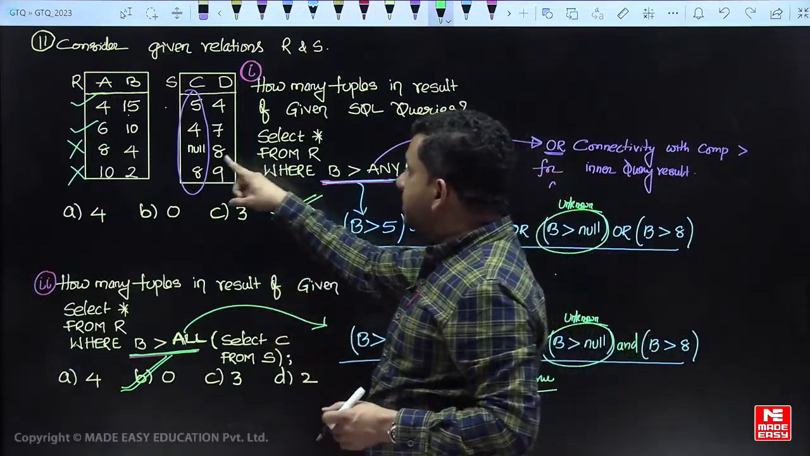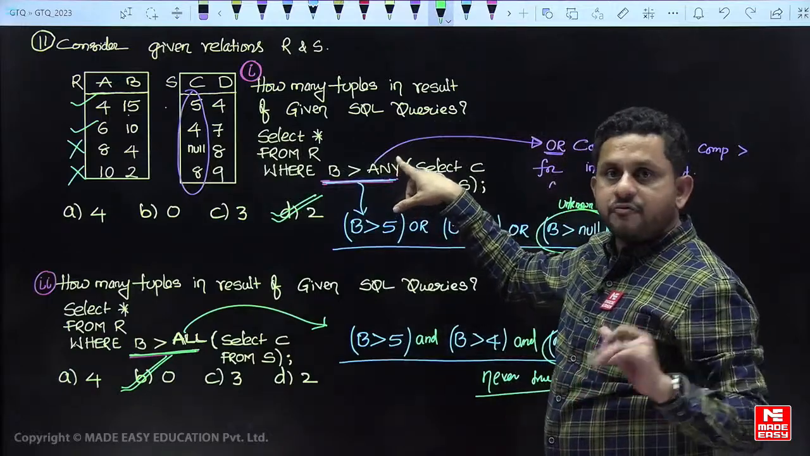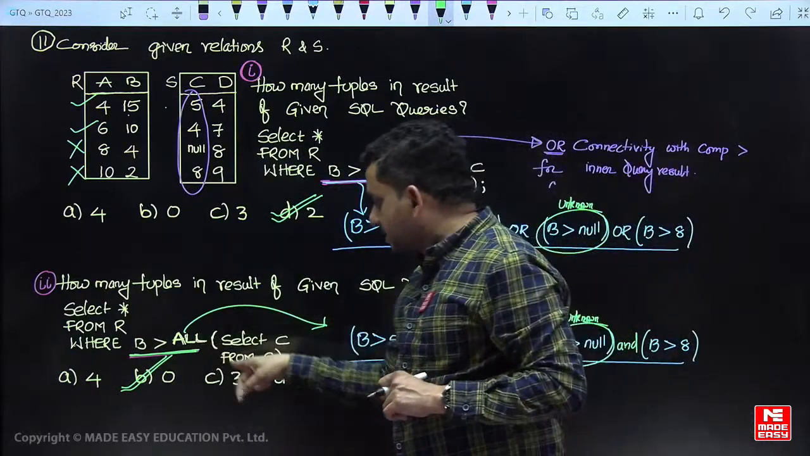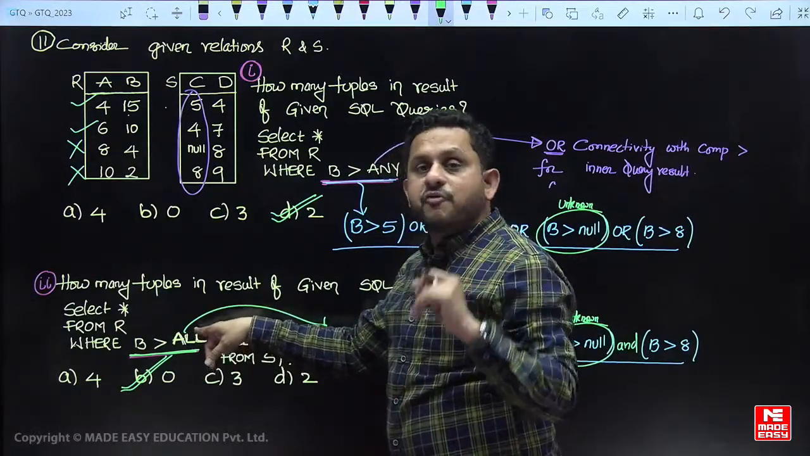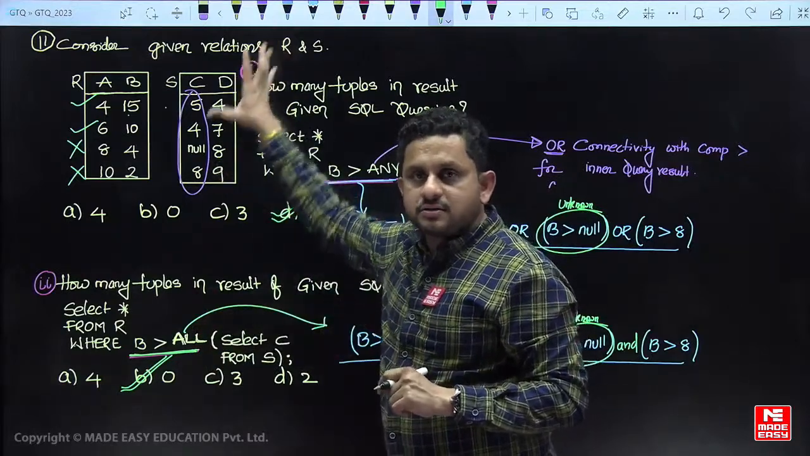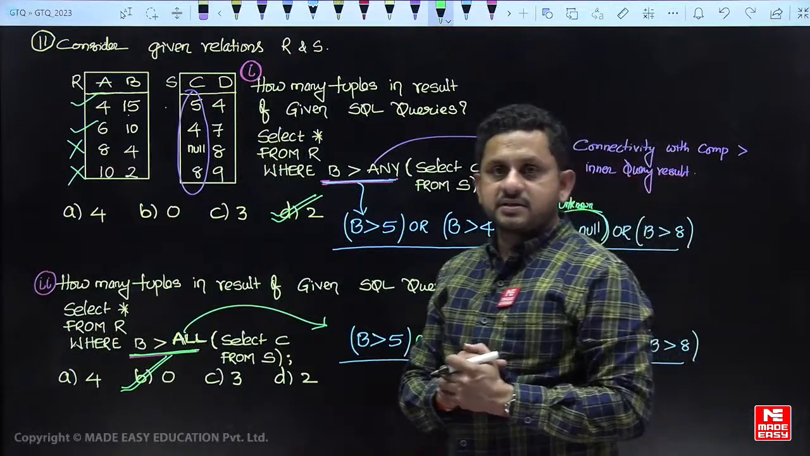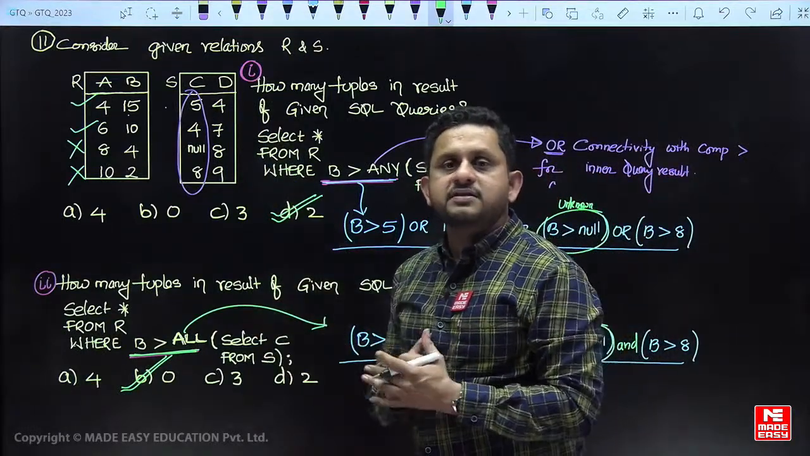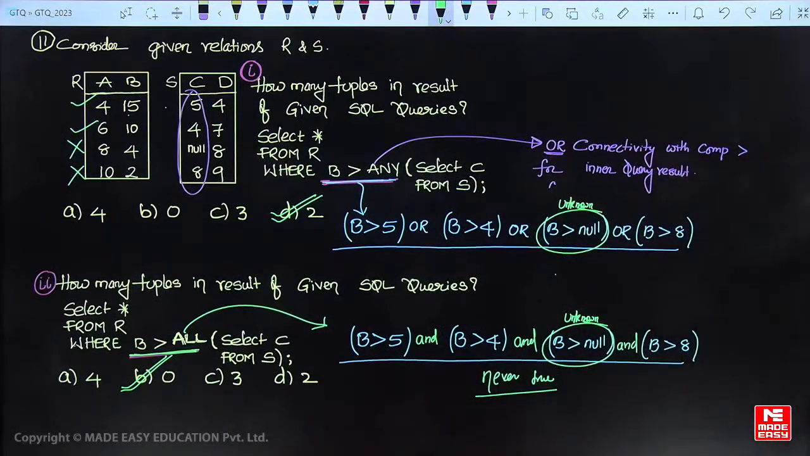So if null is there in the result of the inner query, the ALL function overall becomes false, and the NOT IN function also overall becomes false. So this is one good conceptual thing related to null comparison with the ANY function and with the ALL function. Is this clear?